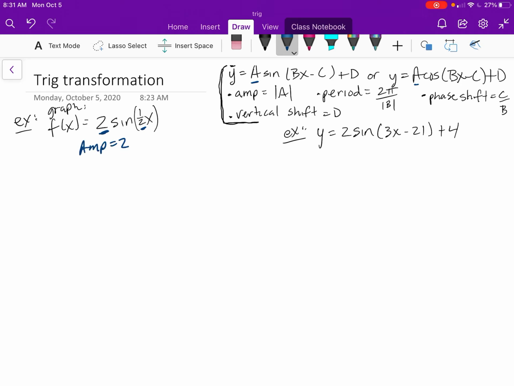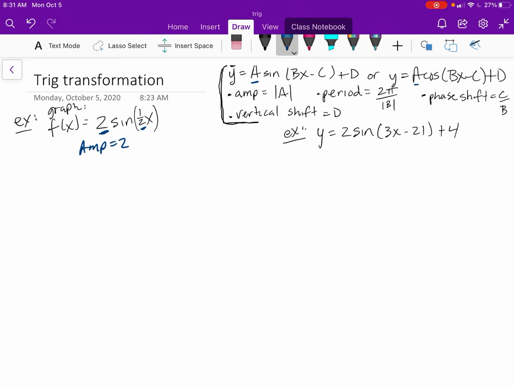Now notice the absolute value. It's because if there were a negative, we're talking about a reflection here, right? That's going to just flip the function around the x-axis. So amplitude is always positive because we're talking about a distance, how high this function goes from what we'd call the midline.